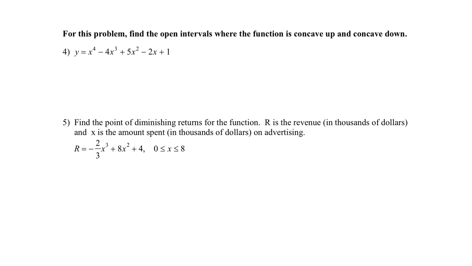Question 4 is from 3.3, finding intervals of concave up or concave down. This is the second derivative. So start with the first derivative, obviously, 4x cubed minus 12x squared plus 10x minus 2. So then the second derivative is 12x squared minus 24x plus 10. Now we're going to set that second derivative equal to 0, and I'm going to factor out also a 2.